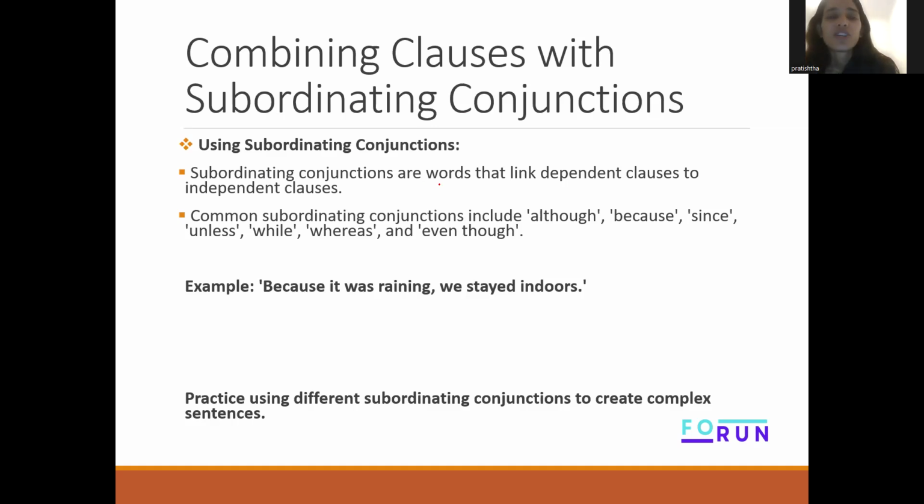Now, subordinating conjunctions are words that link dependent clauses to independent clauses. We talked about some subordinating conjunctions, but we also have another: although, because, since, unless, while, whereas, and even though. Let's just make a sentence with all. Although and because we have already used a lot of time, so let us start with since.